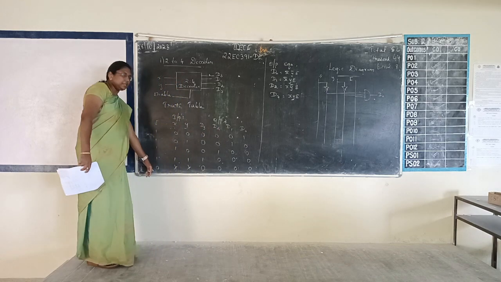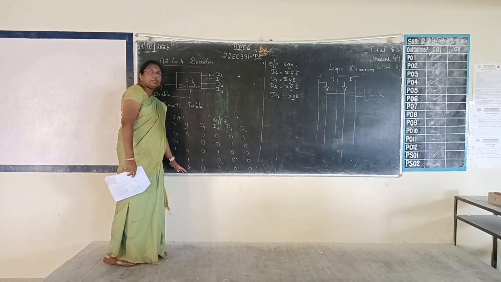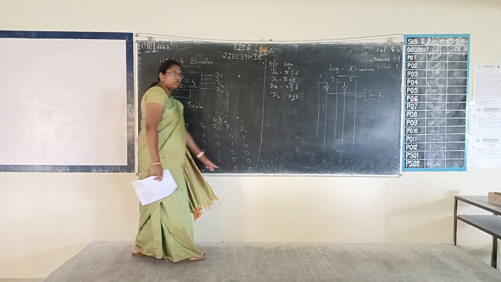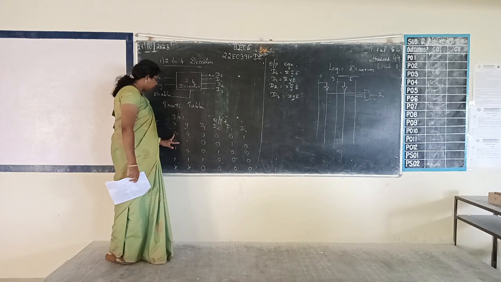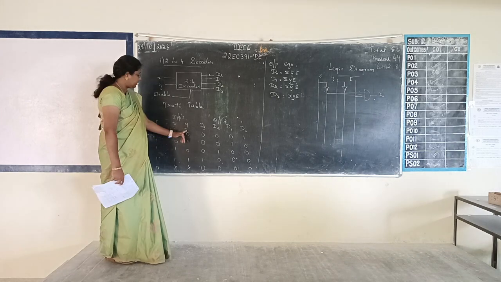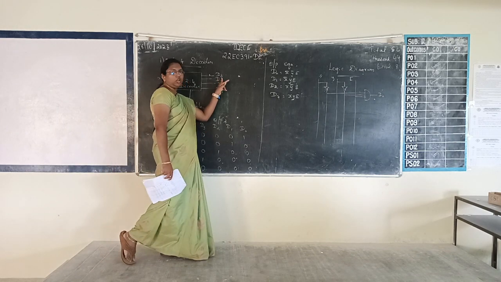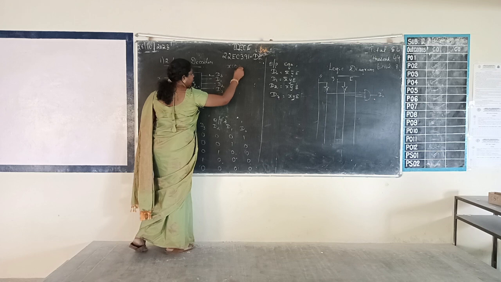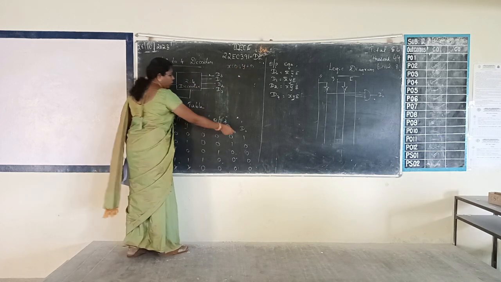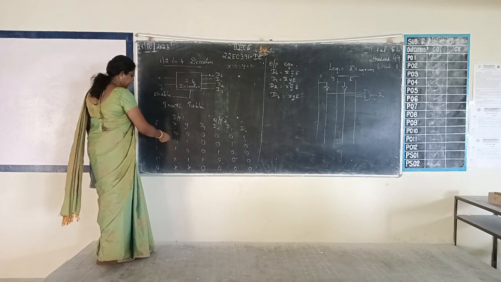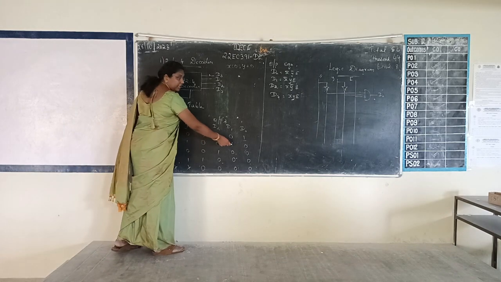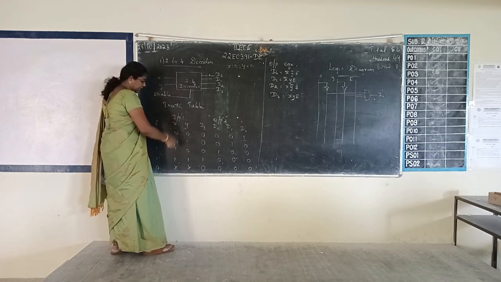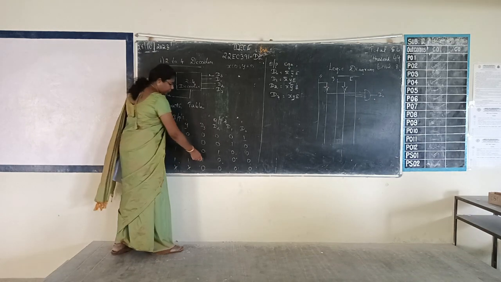See, when the enable is equal to 0, the circuit does not consider the inputs. The output will be 0. When enable is 1 and x is equal to 0 and y is equal to 0, we get the output D0. Then when x is 0 and y is 1, we get D1. Similarly, when x is 1 and y is 0, we get the output D2. Then when x is 1 and y is 1, we get the output D3.